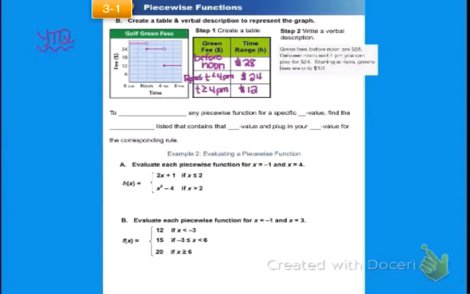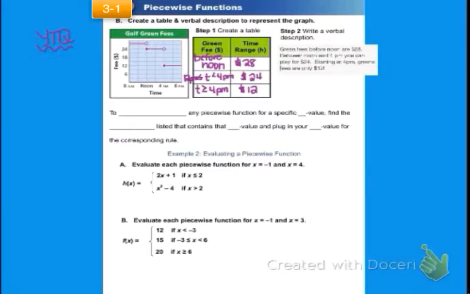So if I ask you to evaluate this particular function for, say, f of 11 a.m., you would go to look at the graph, you'd go to 11 a.m., you'd go up to the piece of the graph that is up there at $28. So you'd say, oh, it would cost $28 to golf at 11 a.m. So that's how you could evaluate a step function, is you would utilize that graph or that table.